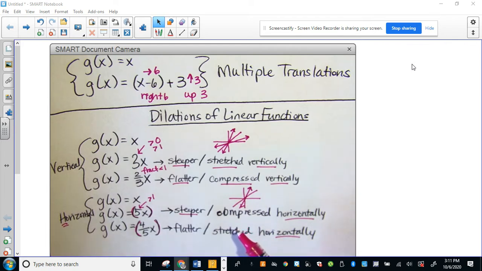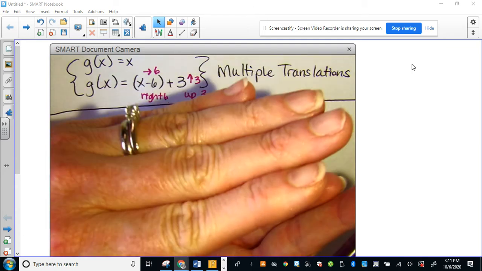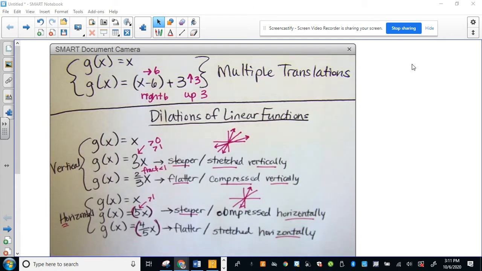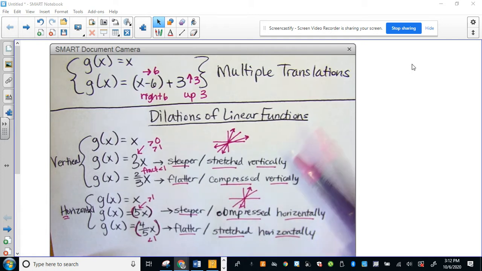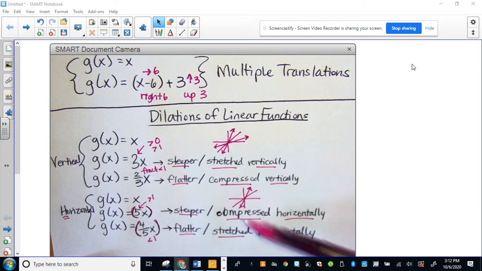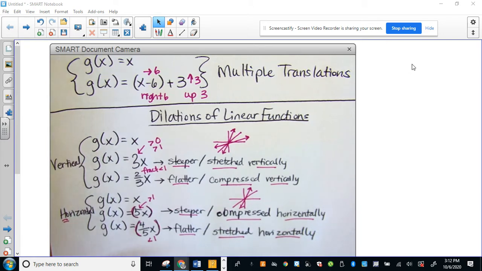Compressed horizontally, meaning it's getting compressed, tighter, steeper. This fraction that's less than 1 is getting flatter, still the same terminology here, but it's being stretched horizontally. So it's kind of like the opposite if you notice here. Steeper is stretched vertically, steeper is compressed horizontally. It's got to be the opposite.